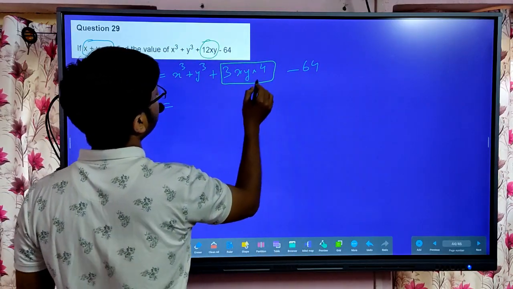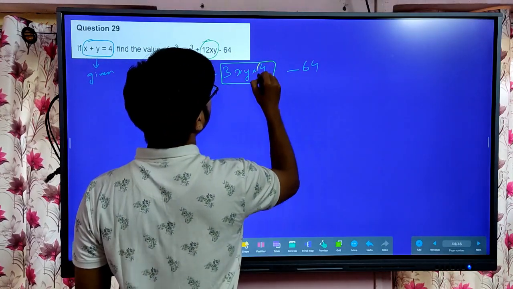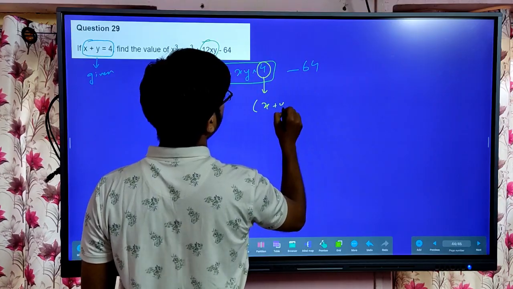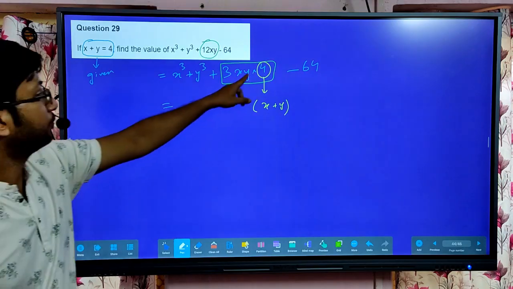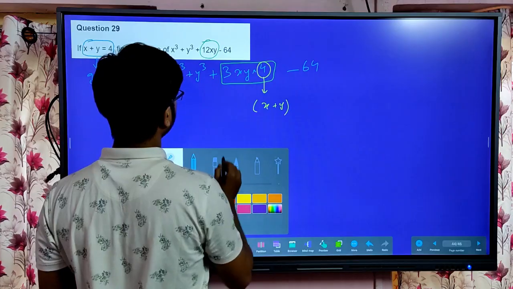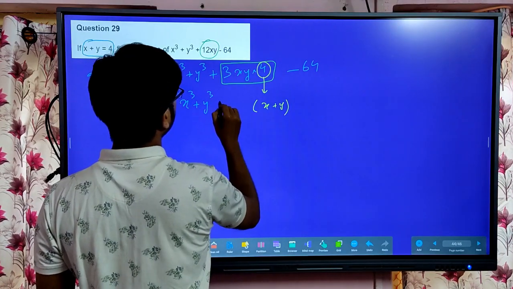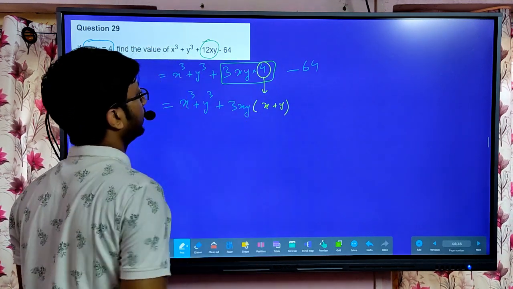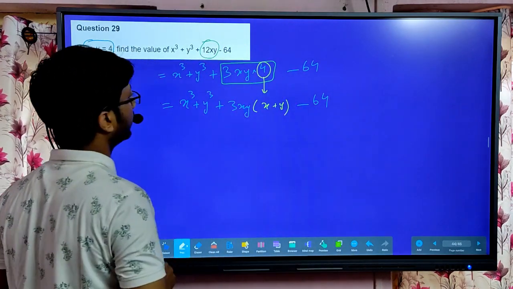Now in place of this 4, see carefully what I am going to do. In place of this 4, I will write x plus y, because x plus y equal to 4 is given. So instead of 4, I can substitute x plus y. So next step I will write x cube plus y cube plus 3xy into x plus y minus 64. Okay, understood?